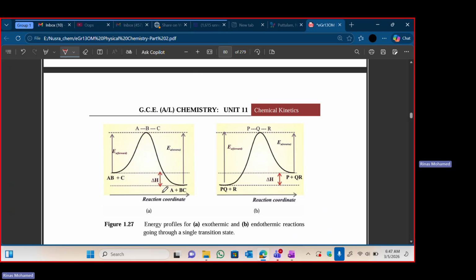AB plus C produces A plus BC. That means the A to B bond is broken and the B to C bond is formed. Then in the transition state, what will happen? It has an activated complex. This is the activated complex. Then the A to B bond is broken and the B to C bond is produced. Likewise, you can draw the activated complex. Then the energy barrier, that means the energy difference between the activated state, that means transition state, and the reactants, is called the activation energy.